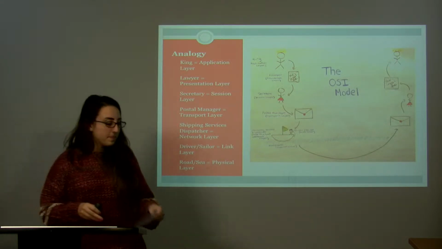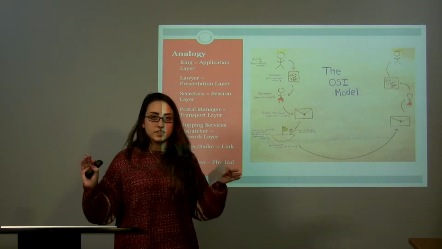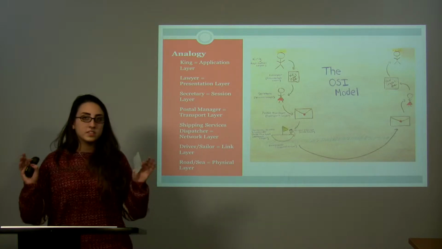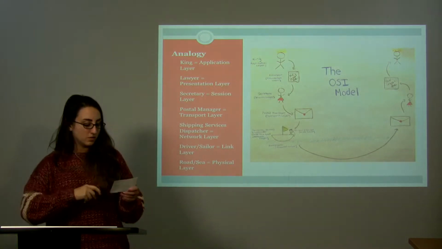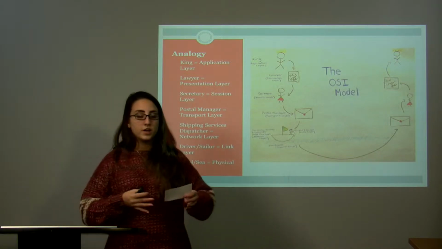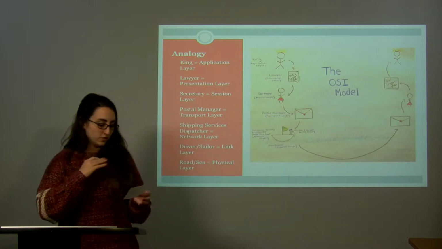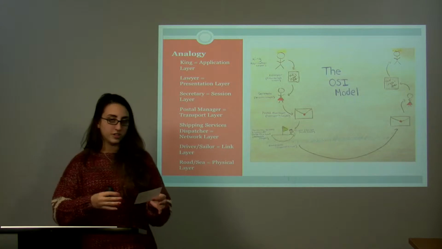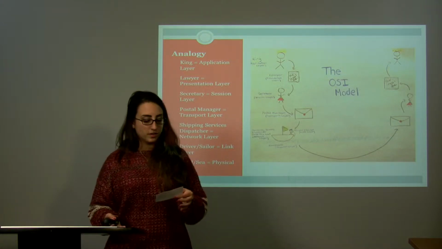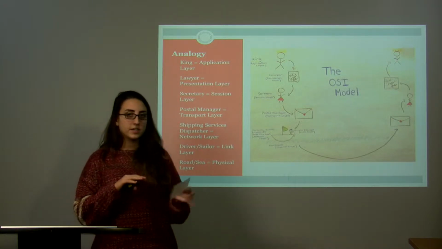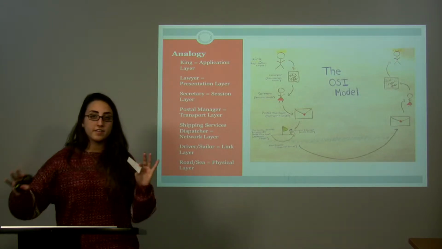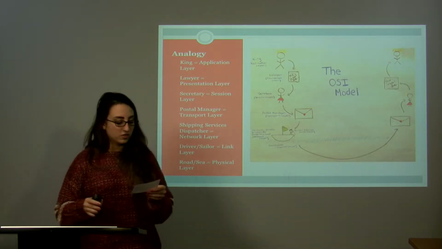Now I just want to give you a brief analogy so you can better understand what we're about to talk about. There are two kings and they want to communicate with each other. These kings are the application layer. The king on one side has a legal matter he wants to discuss, so he talks to his lawyer, who translates his message from common speak into legal jargon. The lawyer is the presentation layer. The lawyer then passes this message to the secretary, and the secretary communicates with the other secretary saying, hey, there's a message coming, and this is the session layer.